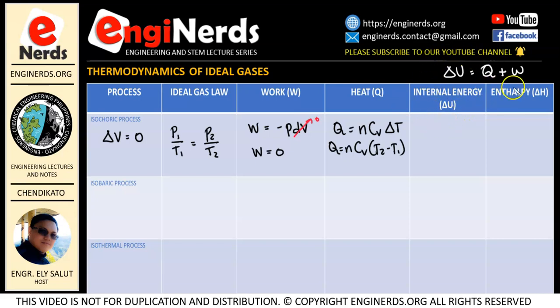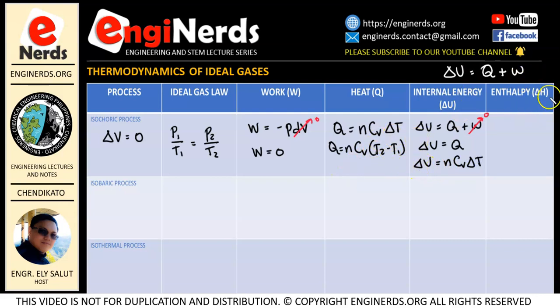Okay, now how about for our internal energy? So if you remember, we have this equation for the first law of thermodynamics, right? So we have delta U is equal to Q plus W. Okay, but our W is equal to 0. So that means our internal energy is just equal to heat Q. Okay, so that also means that our delta U is equal to N CV delta T. Katulad lang nito. Okay, so it's easy to remember, right?